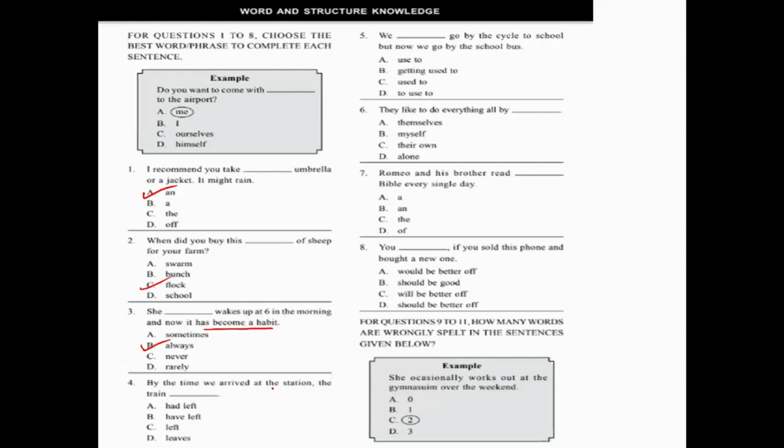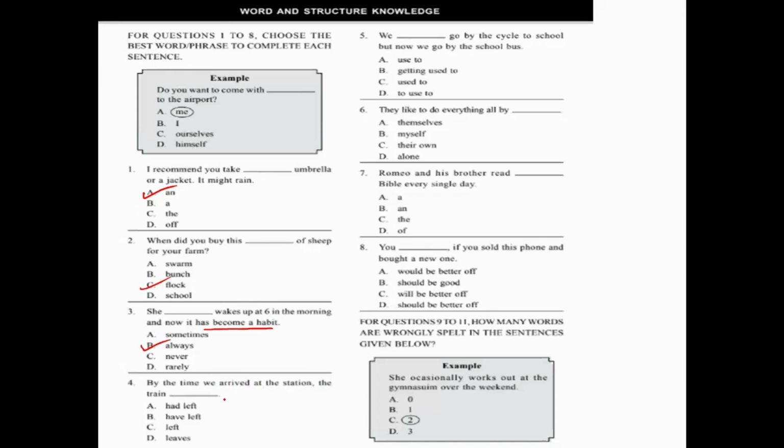Next, by the time we arrived at the station, the train dash. Here we have two actions. One is we are arriving at the station and the other is that the train has left. Two things are happening at the same time.